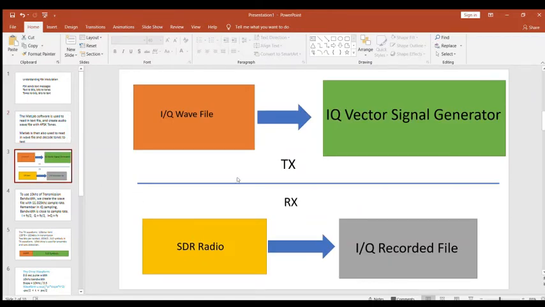Now, to really use this with some hardware, this is the proposed idea. We have the transmit side, so you send the transmit wave file to an IQ vector signal generator. In my case, I sent it out at 151 megahertz, but you can put it at any frequency you want, low power. And then on receive, I tuned the SDR radio to the same frequency and recorded the IQ file from the SDR radio, which is also another wave file that Matlab then processes.